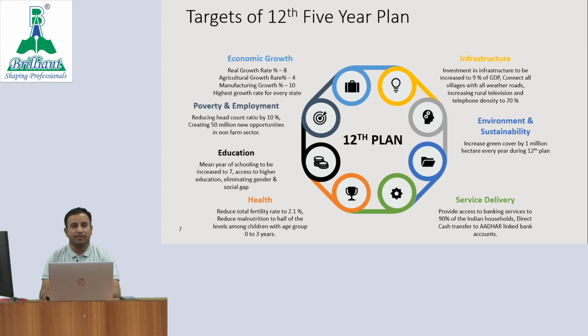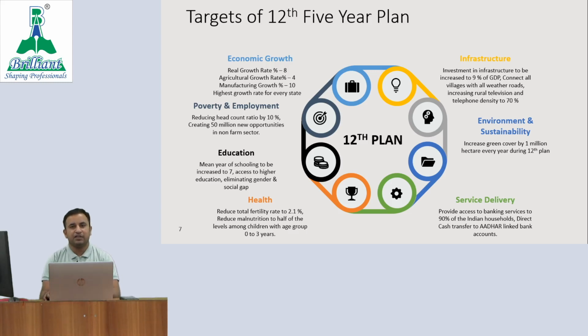Next target was in the field of education, where the mean years of schooling was to be increased to 7. Access to higher education was targeted, and it was decided that the gender gap and the social gaps should be eliminated. Apart from this, targets were set for the health sector to reduce the total fertility rate to 2.1%, and reduce malnutrition to half of the levels among children in the age group of 0 to 3 years.